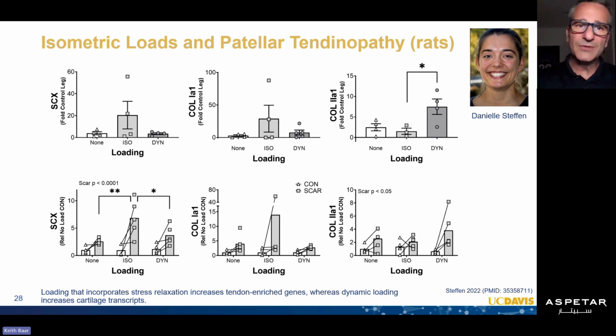So if we isometrically load a patellar tendon injury, this is work from Danielle Steffen, who's a PhD student in my lab. What she found is that when she did the exact same time under tension, isometric versus dynamic, you can see that the tendon markers went up when she did isometric, and the cartilage markers went down. And so what that tells us is that when we load isometrically, we're getting a really healthy load for the tendon. We're getting a really healthy load for the muscle.